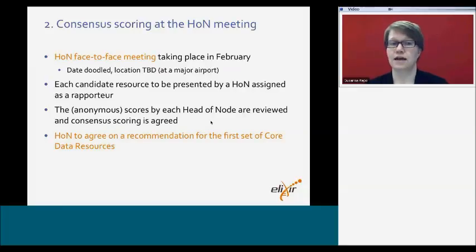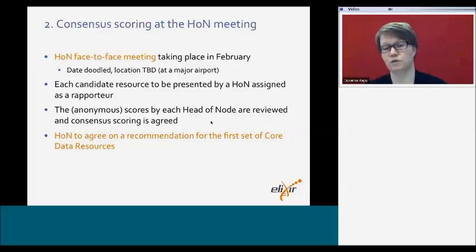And then the combined scores will be reviewed at the face-to-face meeting, and then a consensus scoring is agreed at that meeting with the heads of nodes. So any further discussions to achieve an agreement will all take place in this face-to-face meeting. And the outcome, as I said, is a recommendation for the first set of core data resources from this meeting.